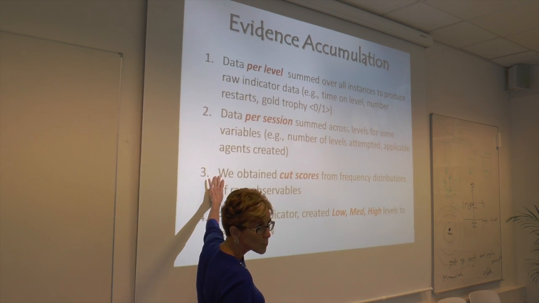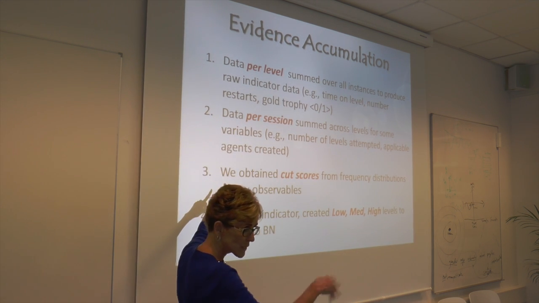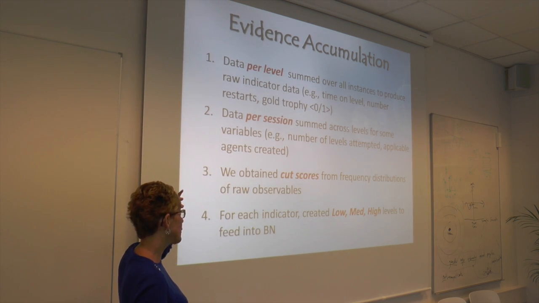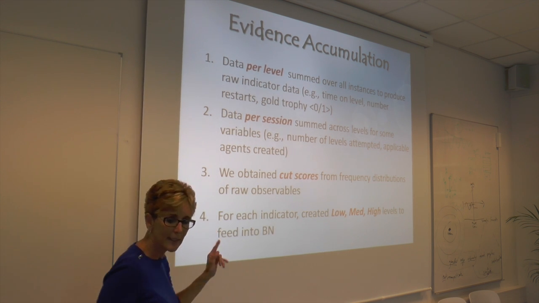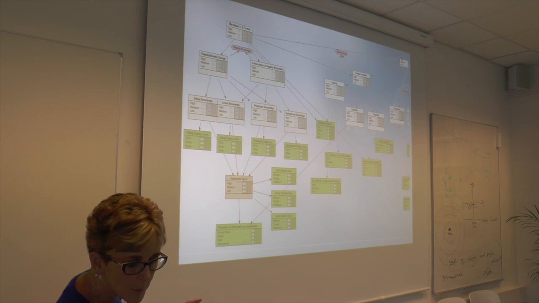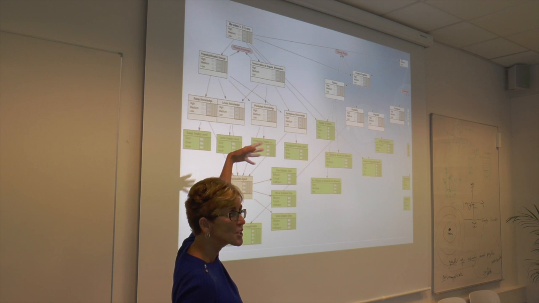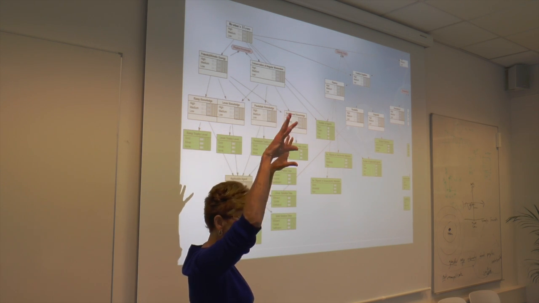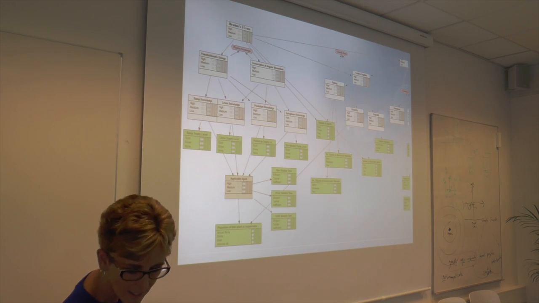So what we did then was we created cut scores from the frequency distributions of the raw observables. This from a series of pilot tests. Then for each indicator, we created low, medium, and high levels to feed into the Bayes net. And let me show you what I mean by this. You're not expected to be able to see this, but what I want you to see is that the stuff in beige, sort of near the top, again, are the theoretical variables, the things that we want to predict or estimate. And the stuff down in green at the bottom are some of the indicators there.